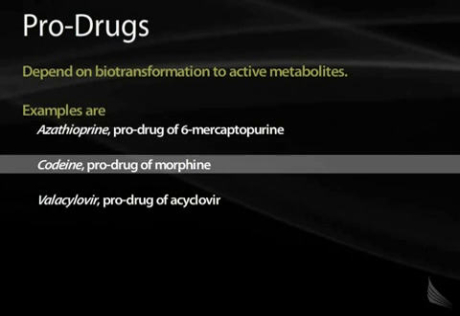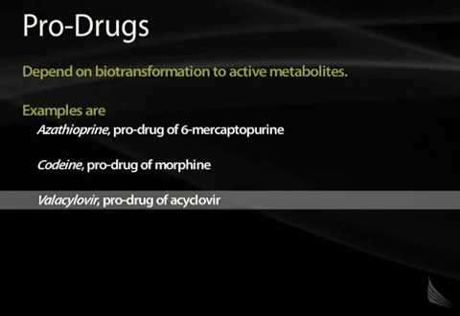Codeine, which is a very commonly given over-the-counter medication, is a prodrug of morphine. It is converted to morphine in the body. Valacyclovir is also a prodrug of acyclovir that has a much higher bioavailability than acyclovir itself. That's why it's given. It is converted in the body to acyclovir.